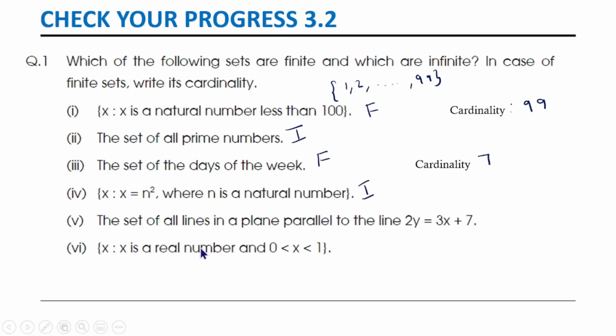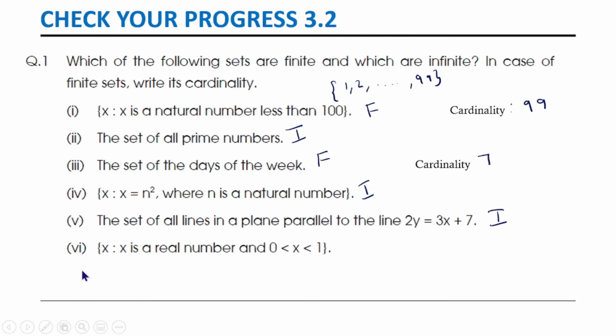Then the set of all lines in a plane which are parallel to the line 2y is equal to 3x plus 7. There will be infinite lines having slope equal to 3 by 2. So this set is infinite.